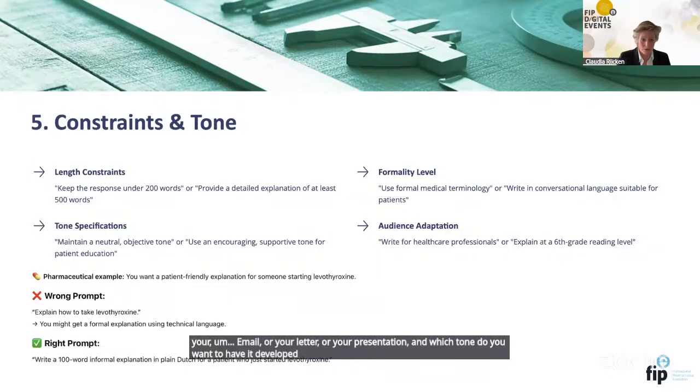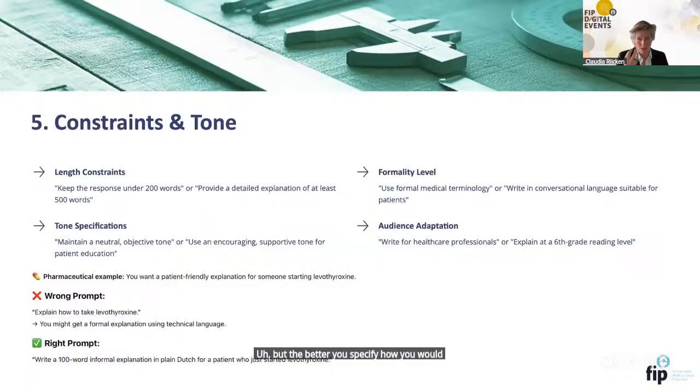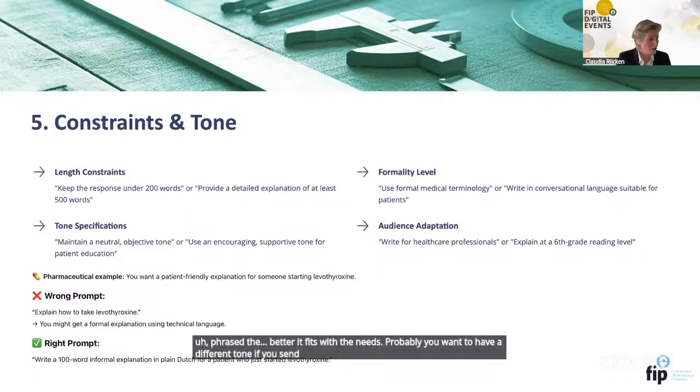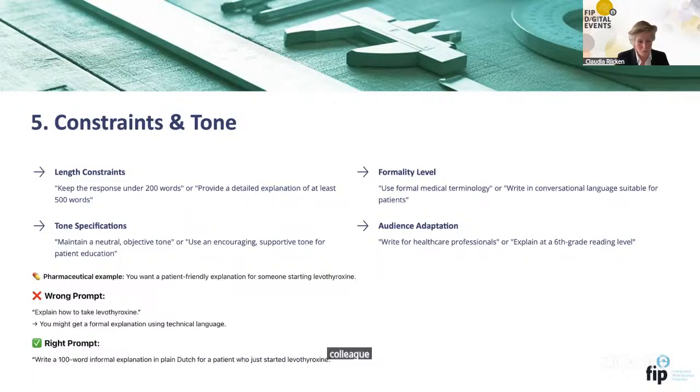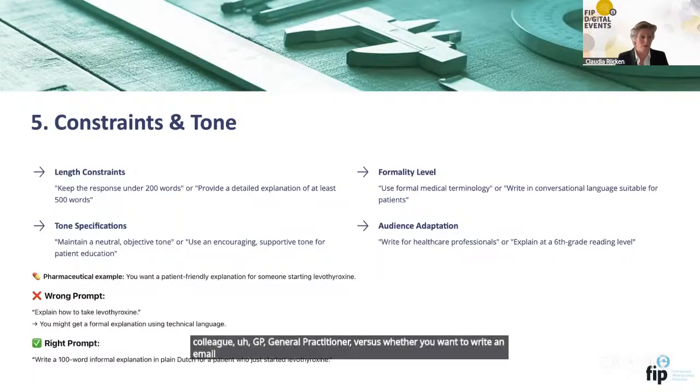It can be professional, it can be warm, it can be empathic, it can be conversational, it can be neutral. But the better you specify how you would like the output to be phrased, the better it fits with the needs. Probably you want a different tone if you send a letter to your colleague GP, general practitioner, versus whether you want to write an email for a patient that needs some information. Definitely the literacy level might be different, but also the tone might be different, and you can specify that.